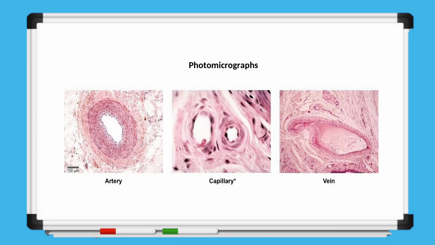Their tunica media is less developed, and because of their thinner walls and lower blood pressure, veins often appear collapsed or irregular in shape in tissue sections. These characteristics make veins relatively easy to distinguish from arteries and capillaries in both diagrams and photomicrographs.